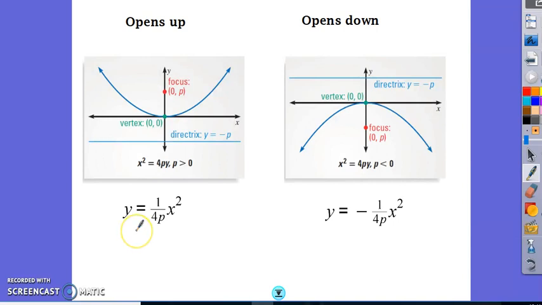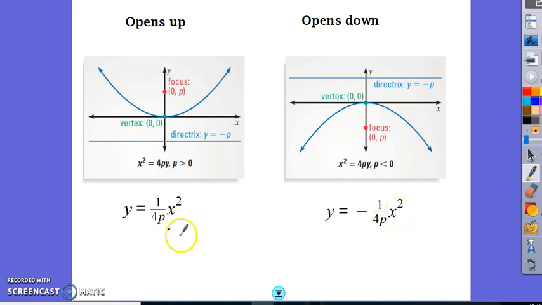We will have the y equals parabola where our leading coefficient is positive, it will open up. And when we have a y equals parabola with a leading coefficient that's negative, it opens down. The one difference is that the equation this time is y equals 1 over 4p x squared, opening up if the 1 over 4p is positive, and y equals negative 1 over 4p x squared is our equation we're going to use if the negative 1 over 4p, then it opens down.